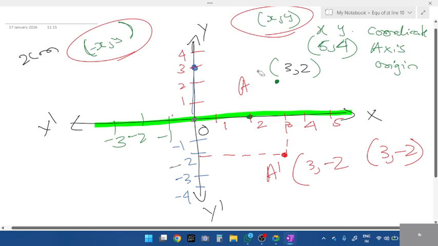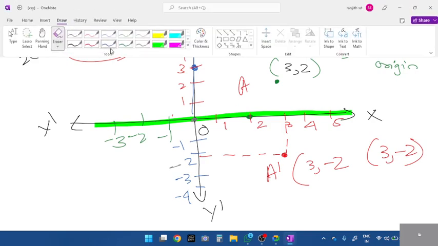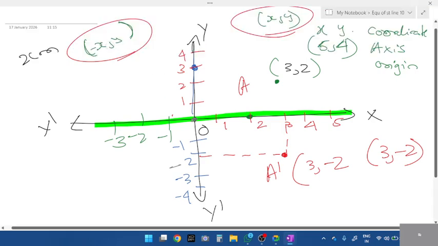Next, the same point A, student, same point A through origin. It is reflecting through origin. What do you mean by origin? From center. So we don't know where this point lies. Tell me, where does it go? If it is through origin, which quadrant would the image fall in? Third quadrant. What is the sign in the third quadrant? Both are?